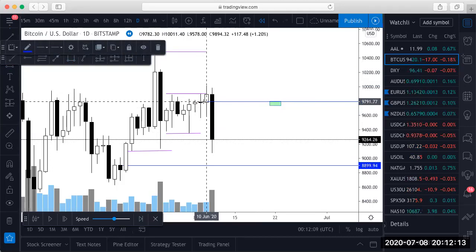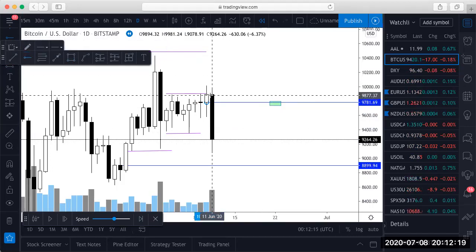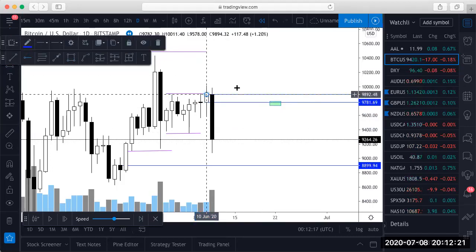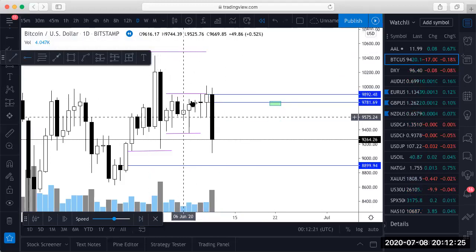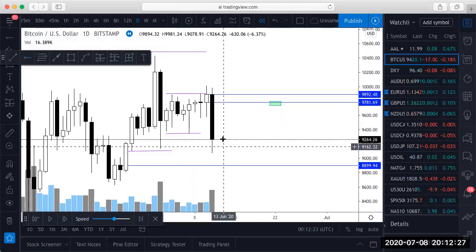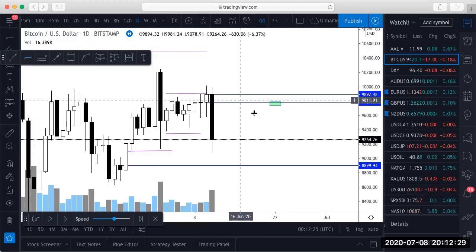So our entry will be right at this level. Price-wise, that will be 97.81. Our stop loss will be right at the close of the candle, also accounting for spread, at 98.92.48. So we've broken resistance, broken support. Now we're just waiting for price to retest our area and then drop.